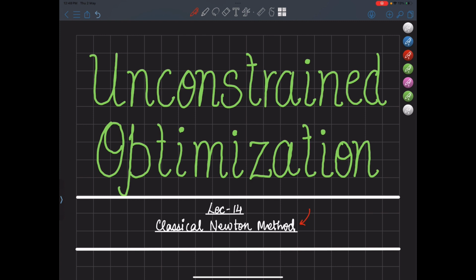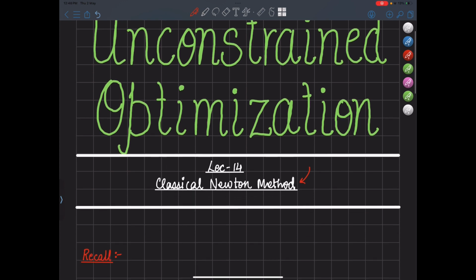We'll try to know about its motivation, how did it originate. We also will take a look at some examples, how is it better than steepest descent method. We'll also look at its pros and also cons of this algorithm in today's lecture. So let's start the lecture.